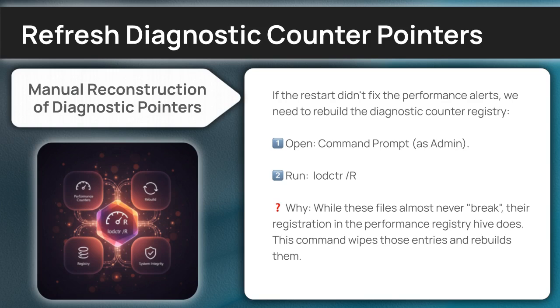If the restart didn't fix the performance alerts, we need to rebuild the diagnostic counter registry. First, open command prompt as admin. Second, you're going to type LODCTR /R, then hit enter. Why are we doing this? Well, while these files almost never break, their registration in the performance registry hive does. This command wipes those entries and rebuilds them.